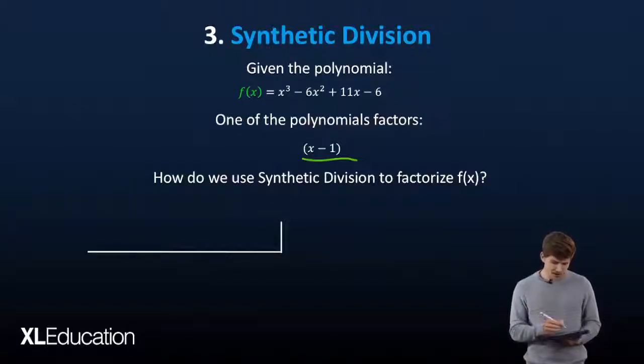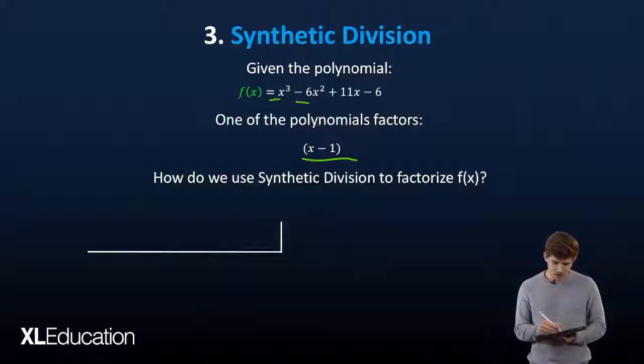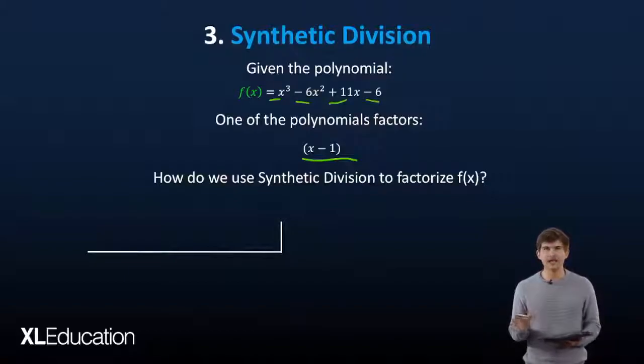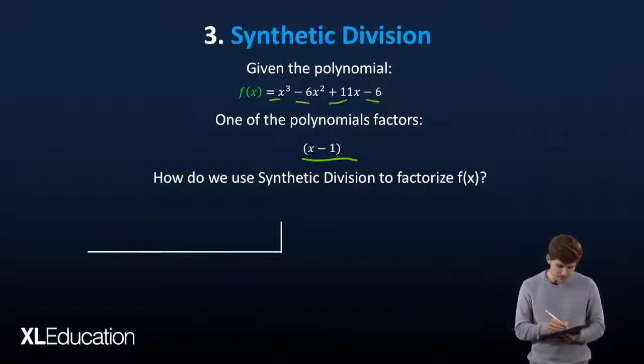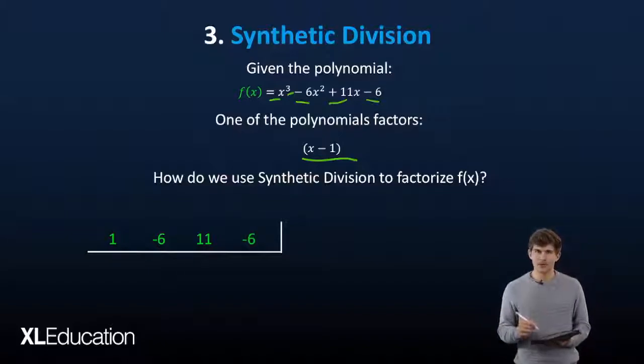And then from there, you transfer the coefficients of your cubic. And remember, this cubic could be any degree, degree being the maximum power that your highest x has. So in this case, we have 1 from the x cubed term, minus 6 from the x squared term, plus 11 from the x, and then a minus 6 from the constant.